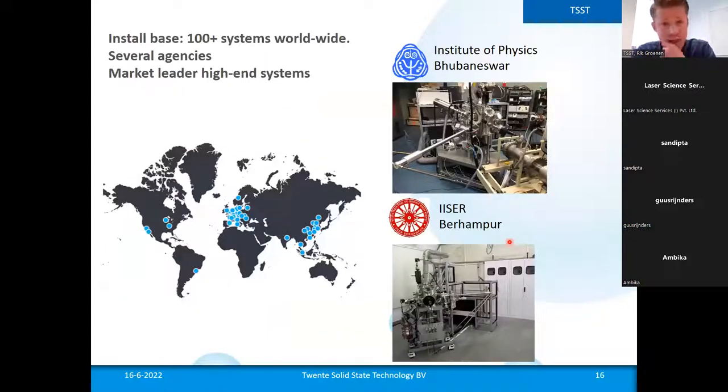Currently, over 100 systems worldwide, many of course in Europe and in China, and we see more and more activity also definitely in India, in the US. So currently two systems at the Institute of Physics in Bhubaneswar and ISSER in Berhampur, and we are indeed market leader in the high-end systems as Sandeepta also introduced.